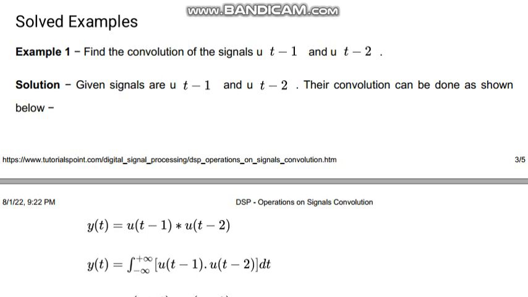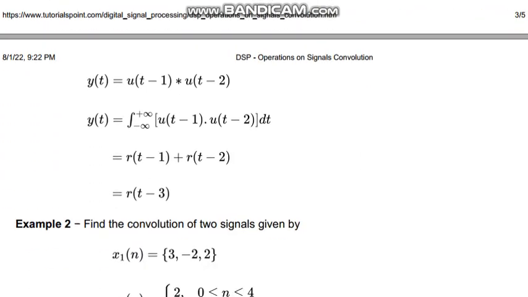Hello my dear students, now we will go through the convolution solved examples. So there is a convolution, as you can see. Find the convolution of the signals u(t-1) and u(t-2). The given signals u(t-1) and u(t-2), their convolution can be done as shown. That is the convolution that we are going to learn about.